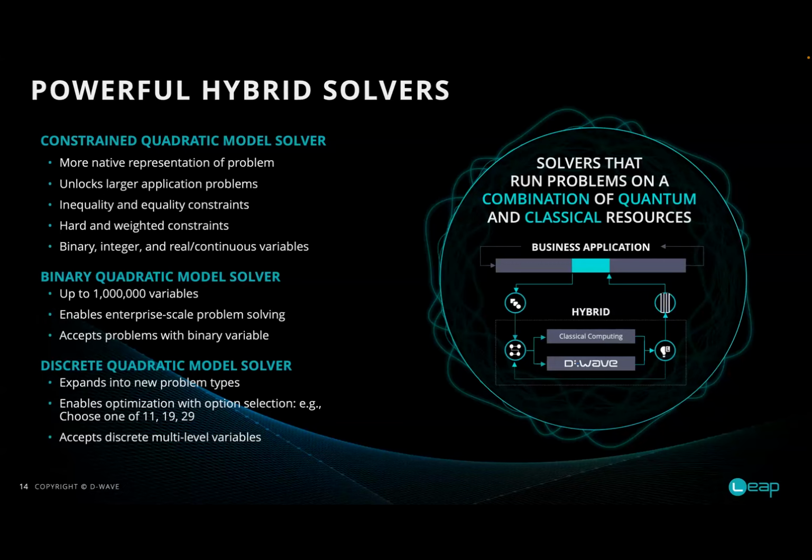So these hybrid solvers, I know for people that are new to this space, it's not really clear what that means, but basically the hybrid solvers take this really, really large problem that is way larger than the size of the chip, and it smartly figures out how to formulate smaller subproblems that can run on the quantum computer. So this is going to run on both classical and quantum resources, all on our platform. So there's a lot of interesting things going on there.